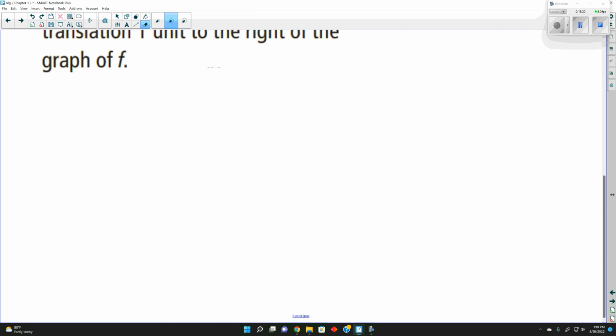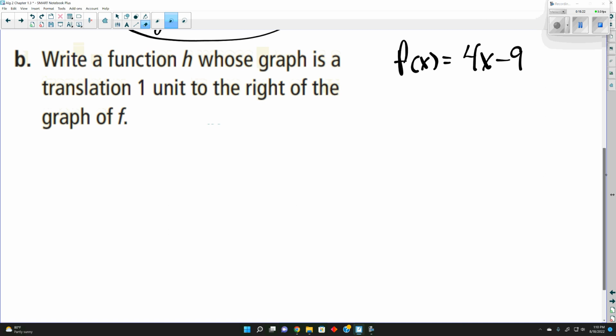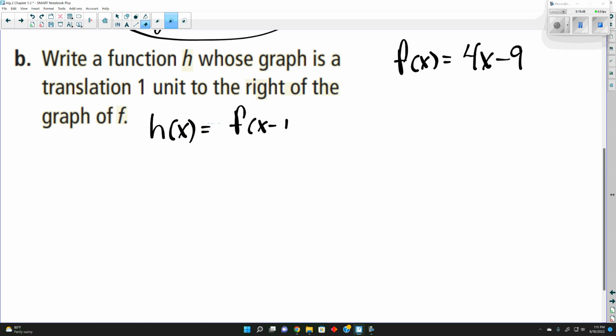So I'm going to rewrite that down just so we have it on the board to look back to, because your worksheets or your note sheet already has it right there. So you don't have to rewrite that. Now, write a function h, so h of x, whose graph is a translation 1 unit to the right of the graph of f. So horizontal, we're talking about f of x minus h.